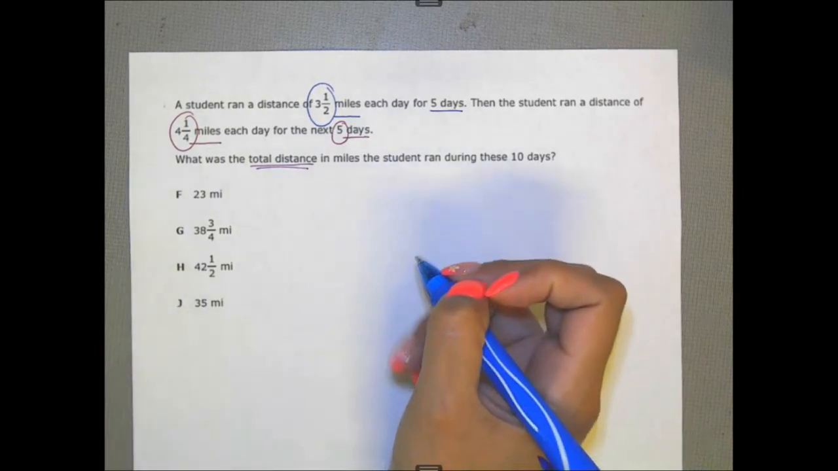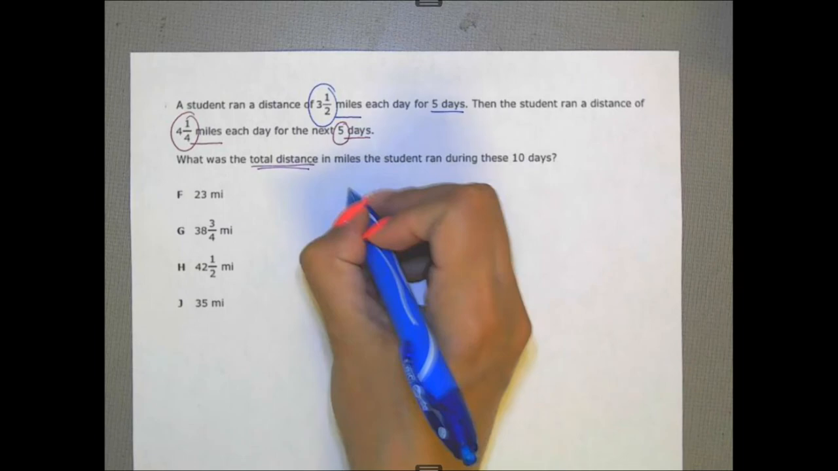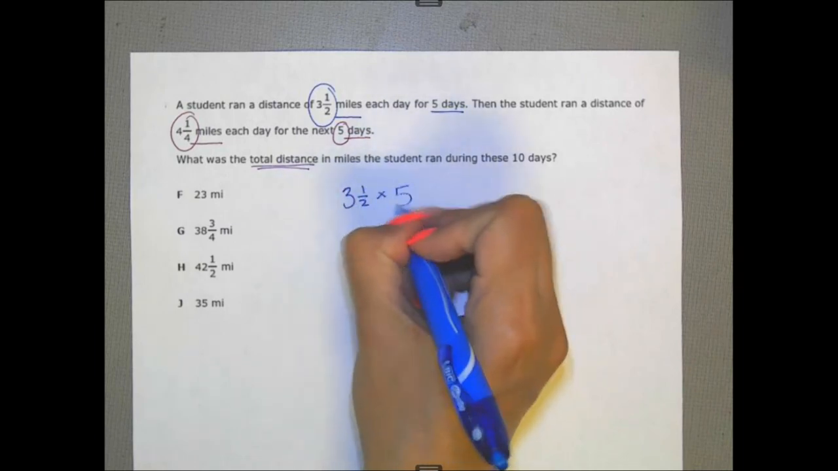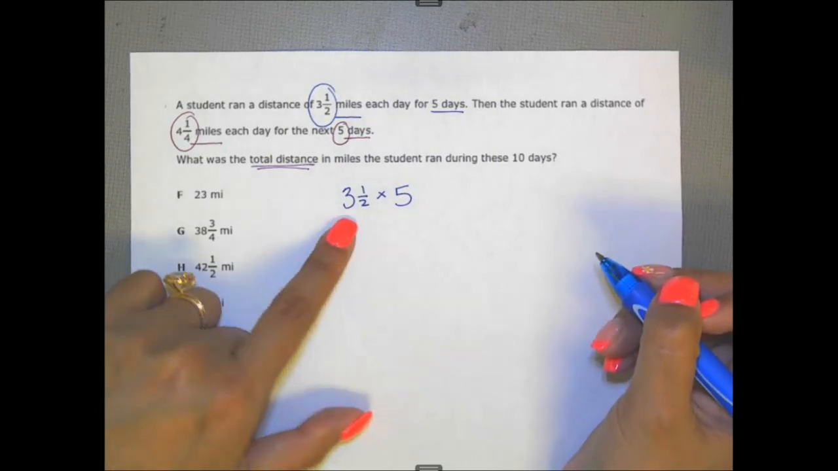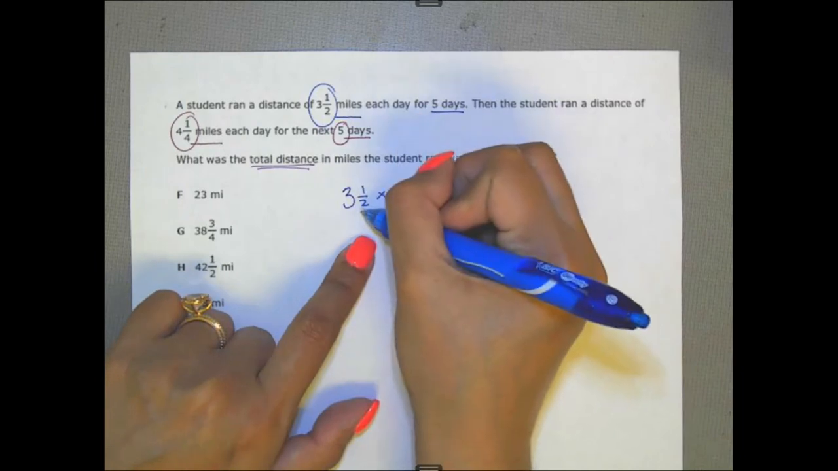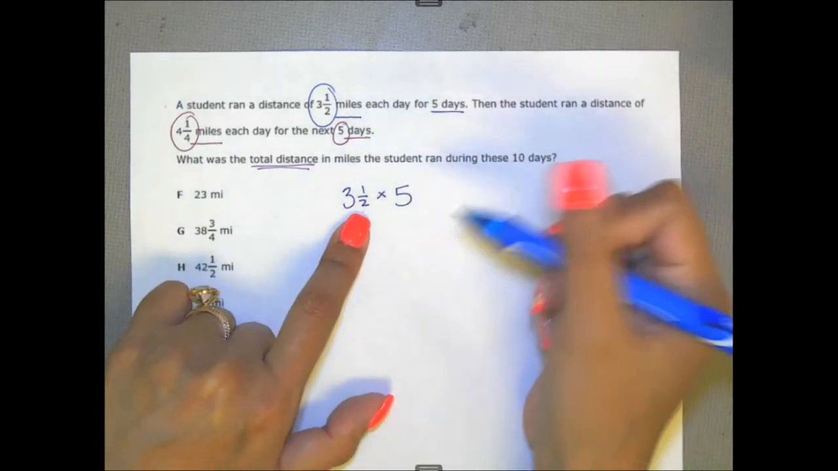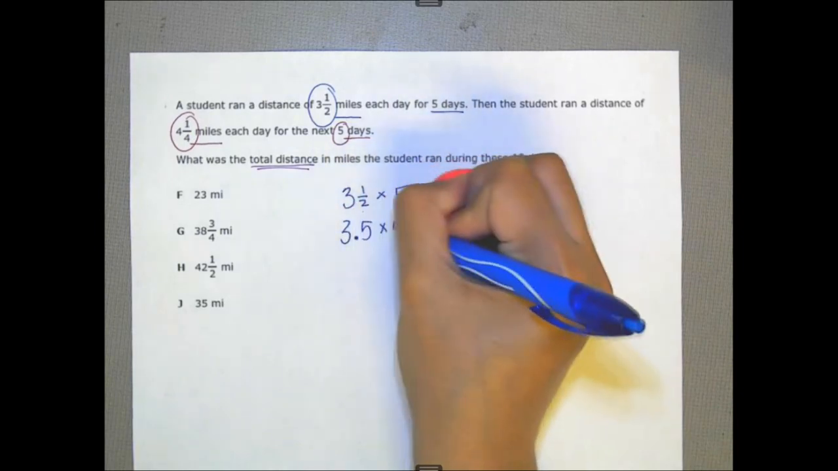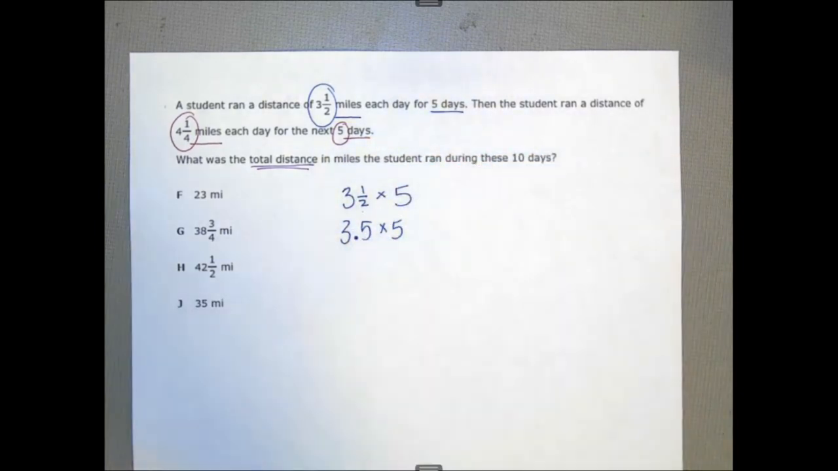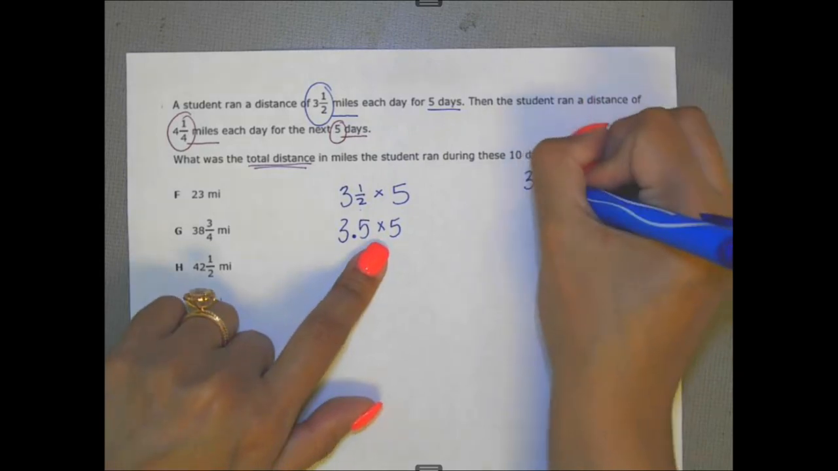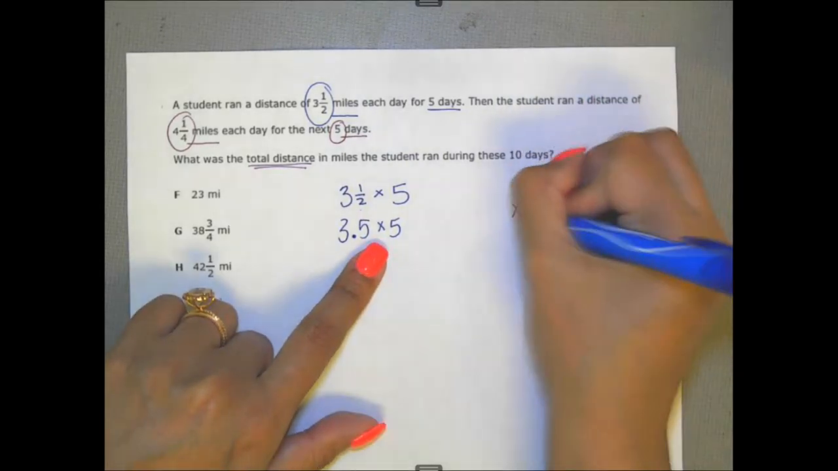So I can do 3.5 times 5. So what I'm going to do is I'm going to turn this first one into a decimal, to remind you that we do not need to line up the decimals when we multiply. So 3.5 times 5.